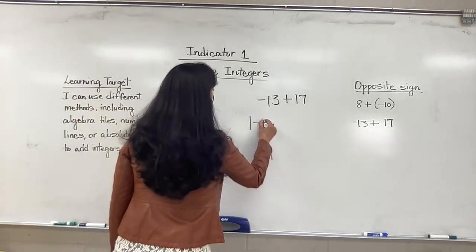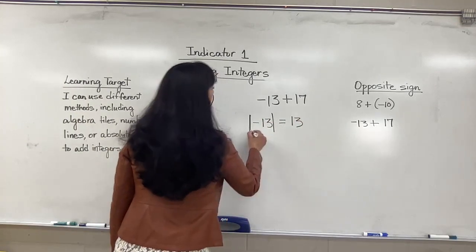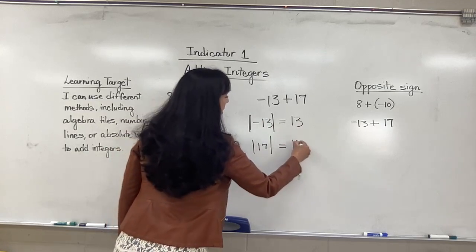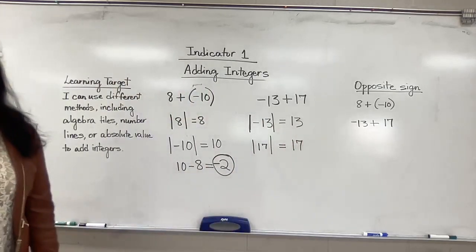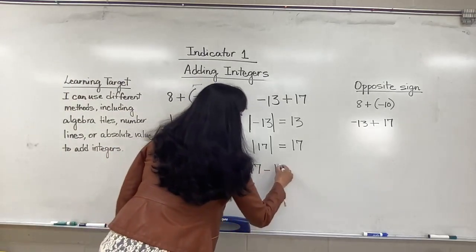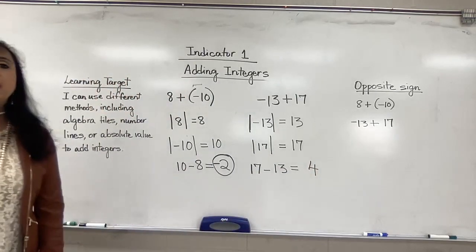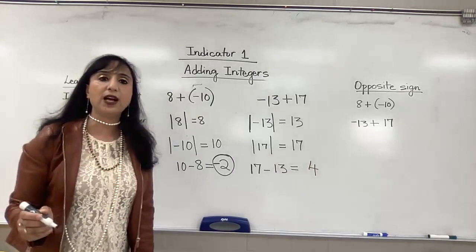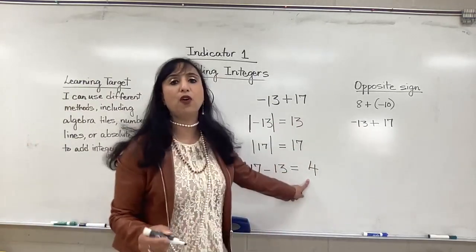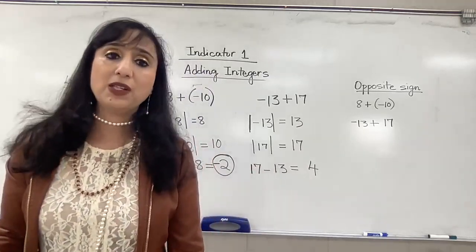Absolute value of -13 is going to give me 13. And absolute value of 17 is going to give me 17. And so then I do 17 minus 13 and I get 4. And I can see that the sign in front of the bigger integer is positive. So this is going to be 4, or you can write +4. So that is the absolute value method.